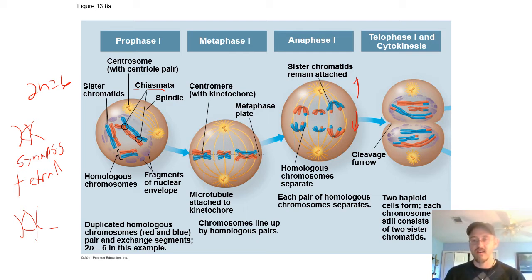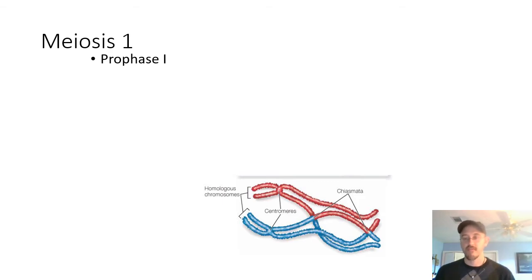Then at the end of meiosis 1, cytokinesis kicks in, telophase kicks in, we form 2 new cells. Now those 2 cells are both going to go into prophase 2 next.